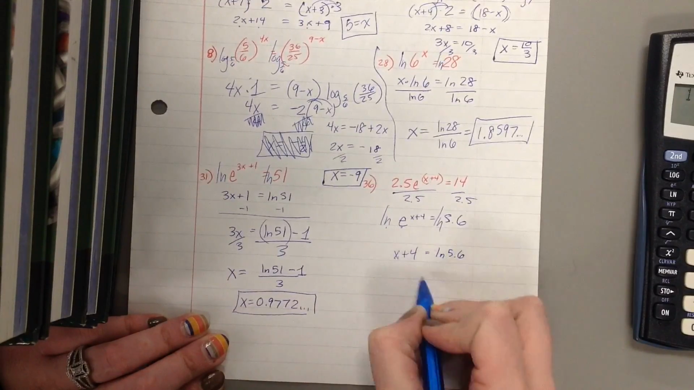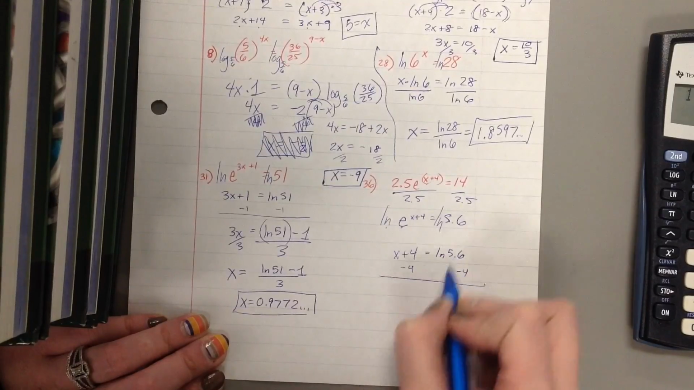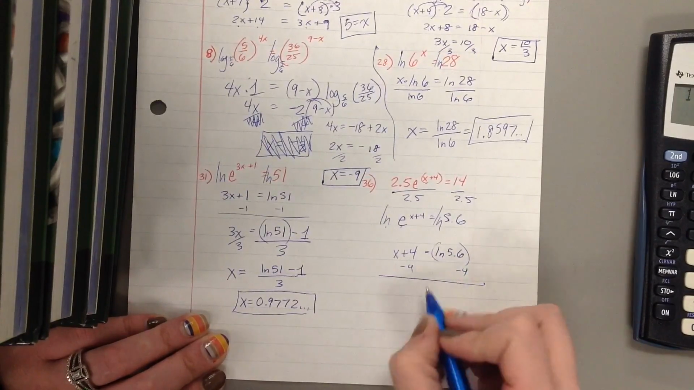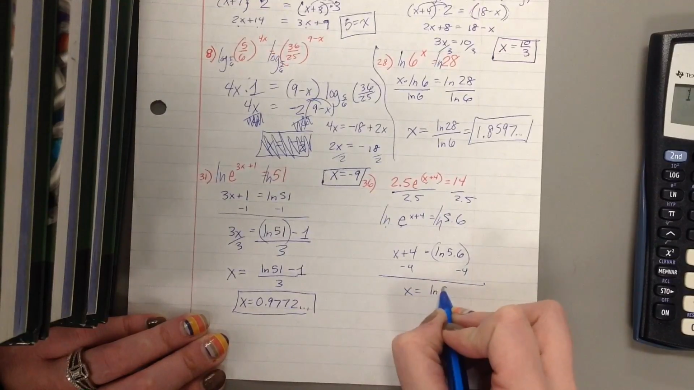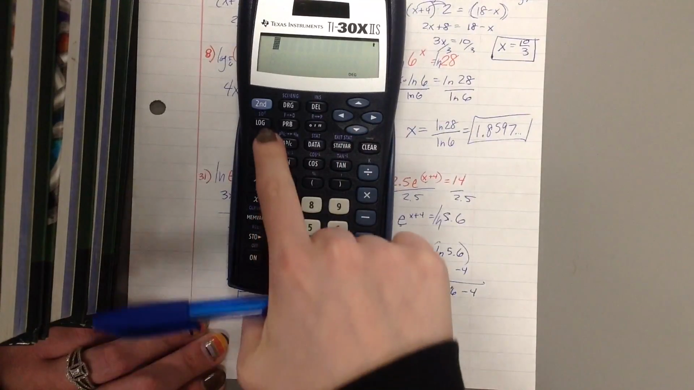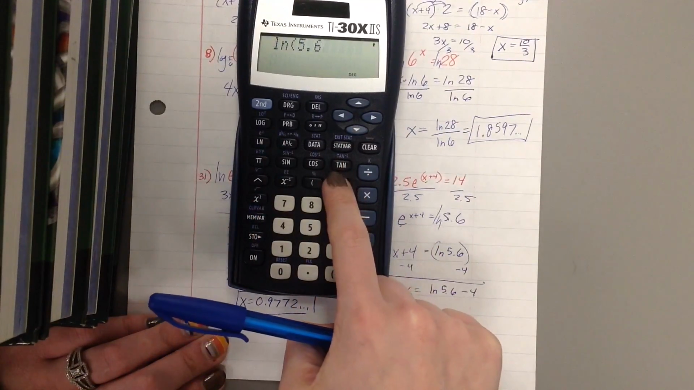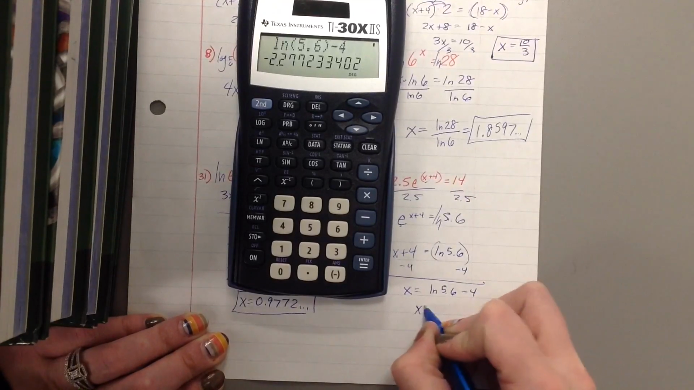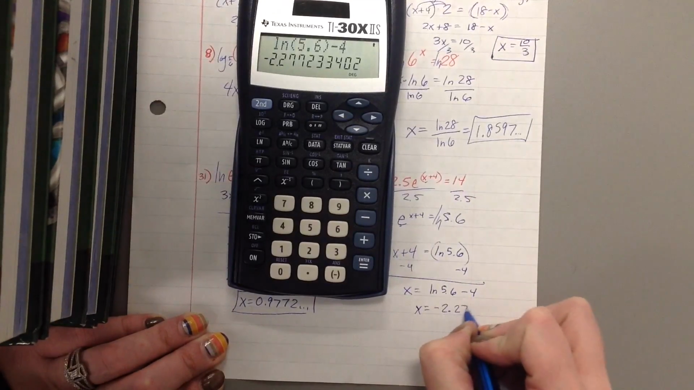Again, I'm going to leave that for now. Subtract the 4. Again, this is locked in itself, so the subtracting 4 does not affect the 5.6. So I have the natural log of 5.6 minus 4 on my calculator. Natural log 5.6, close the parenthesis, minus 4. So I have negative 2.277.